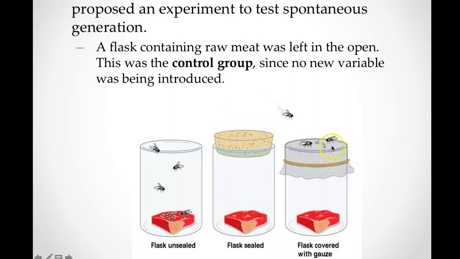Then he covered a flask with gauze. And it's pretty obvious, you can see what happened. The flask that was unsealed, there were maggots that grew. The flask that was sealed, or the one that had gauze, no maggots actually grew, but the one with gauze, it looks like there were actually maggots on top of the gauze. So what was happening with the meat is flies were flying in when nobody was looking, and they were laying eggs, and the eggs turn into maggots, and then the maggots turn into actual flies.